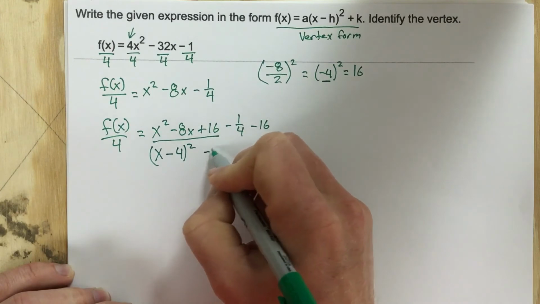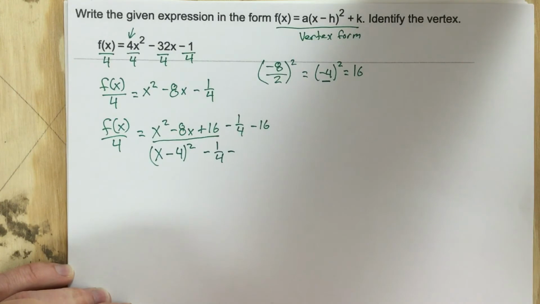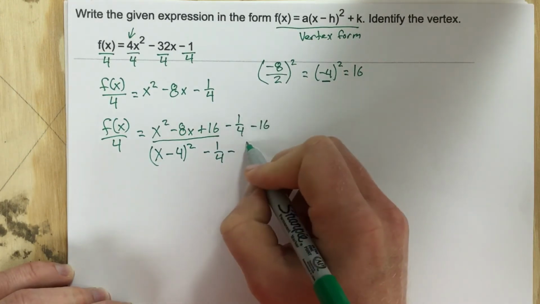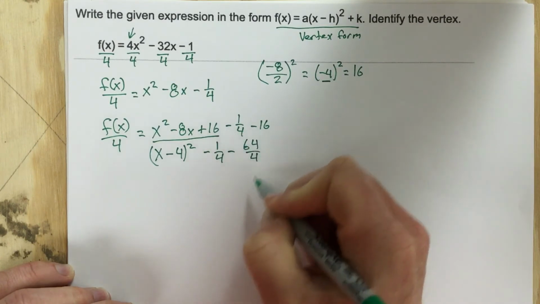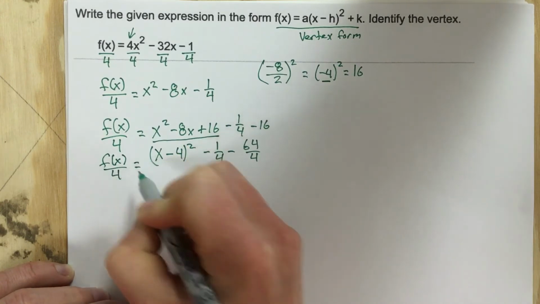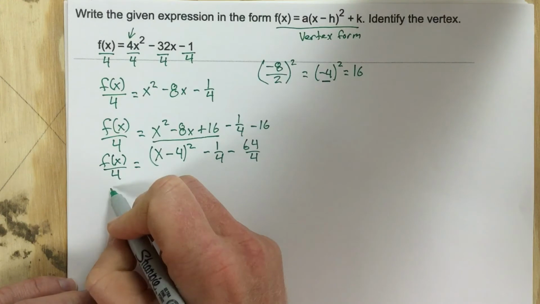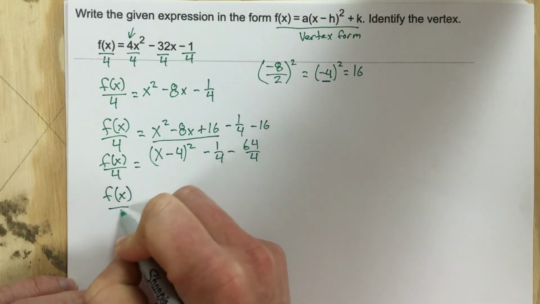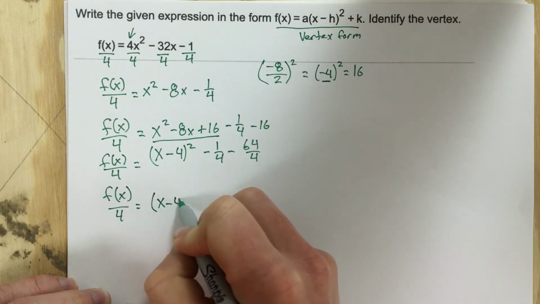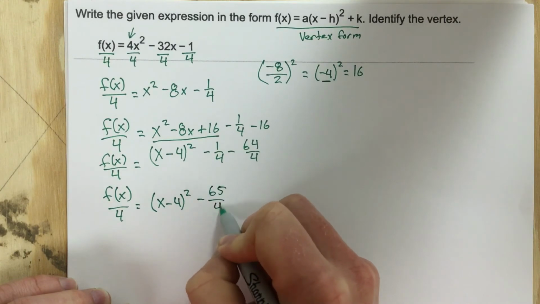And then I have minus 1/4 and minus 16. I can make 16 with a common denominator of 4, so that would be 64 over 4. So this is f of x over 4 equals this piece right here. We're almost to vertex form. All we need to do is combine that term at the end. So we get (x minus 4) squared minus 65 over 4.